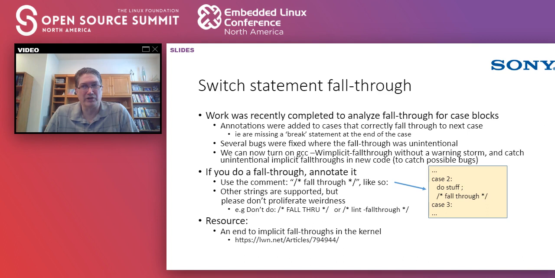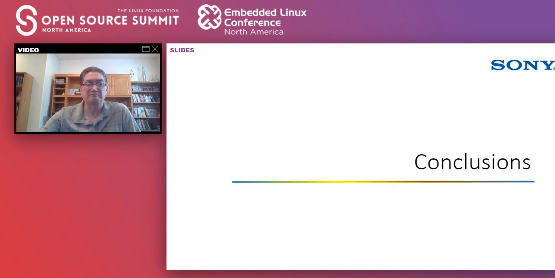This is one of those weird cases where the compiler is actually looking at the comments in the code and knows something about what to do with them, in this case, issue a warning message. And there's a resource for that. Okay, so I have gone through this stuff really, really quickly, and I just want to point out some conclusions.